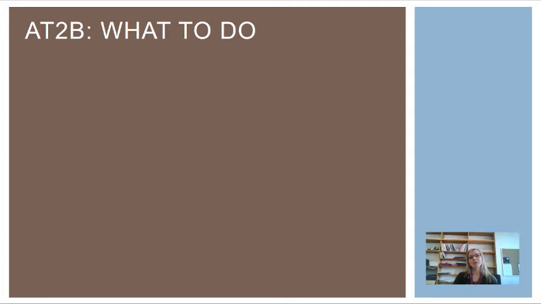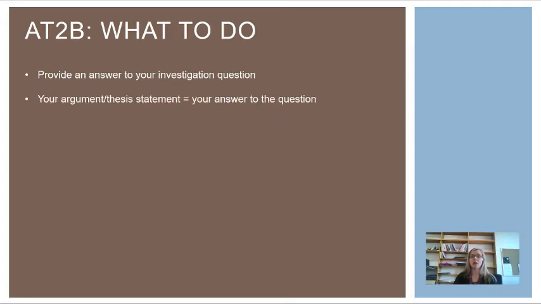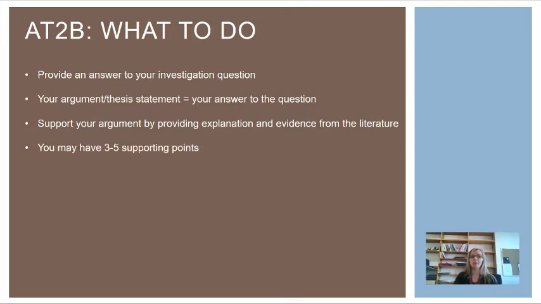What you have to do in this essay is you basically just need to answer your investigation question, and you do this by stating your argument. Your argument becomes your answer. It's usually 1 or 2 sentences clearly stating your opinion on your investigation issue. Then you need to support your argument by providing explanation and evidence from the literature, and as you probably know, you can organize these ideas by 3 or 5 supporting points.